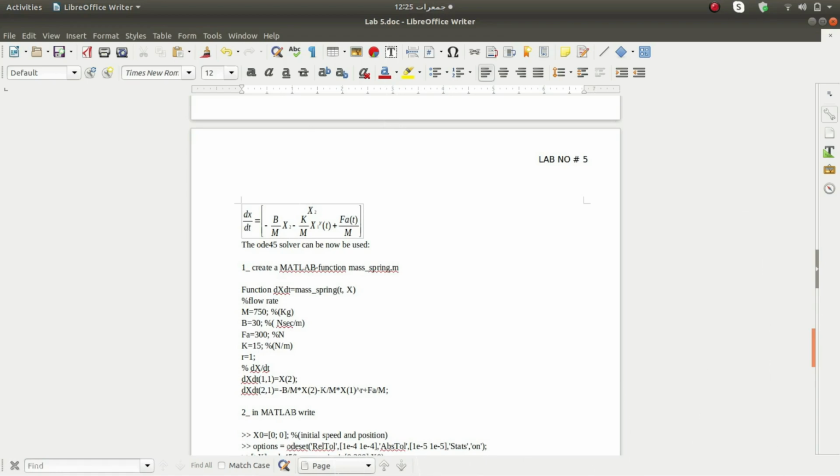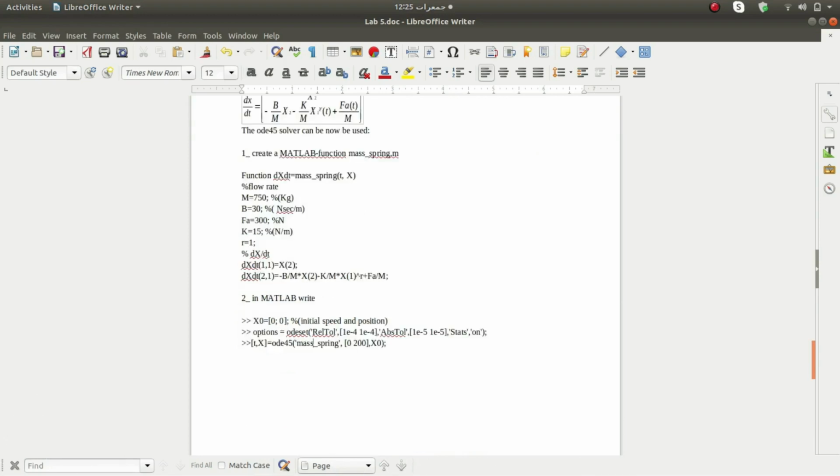So here you can see we have written this equation, and now we are calling this equation right over here in the ODE45. Don't get disturbed with this options command; I will let you know what it does. For now, leave it and focus on this: we have initial speed and position as 0, 0, and we are using a time span limited from 0 to 200, so it will give you the response between 0 to 200 values on the time axis, and the initial condition is 0 0.